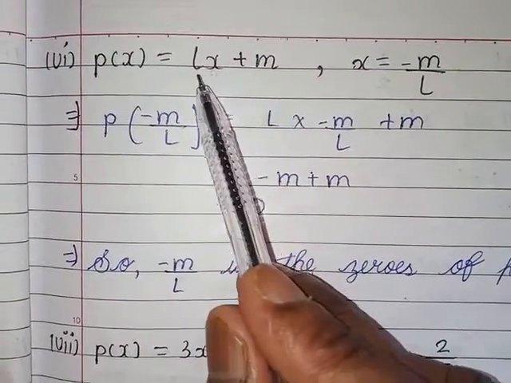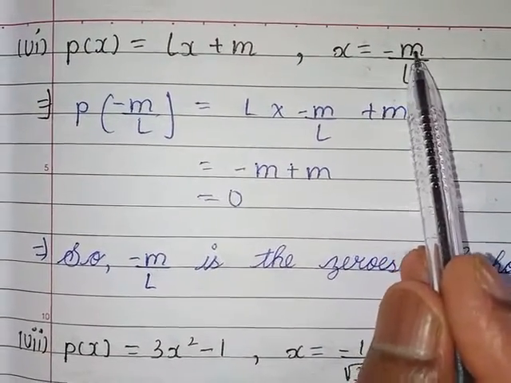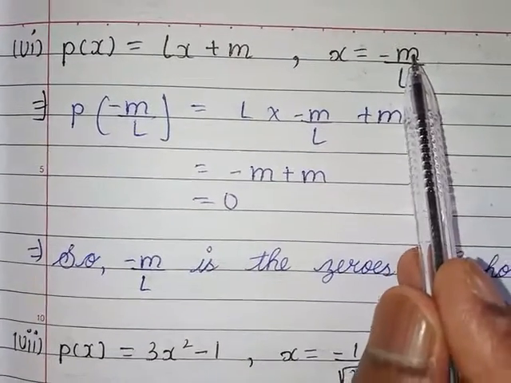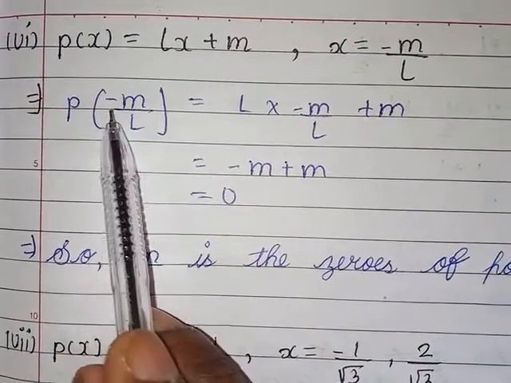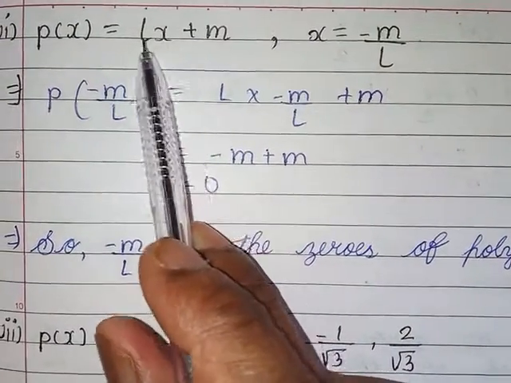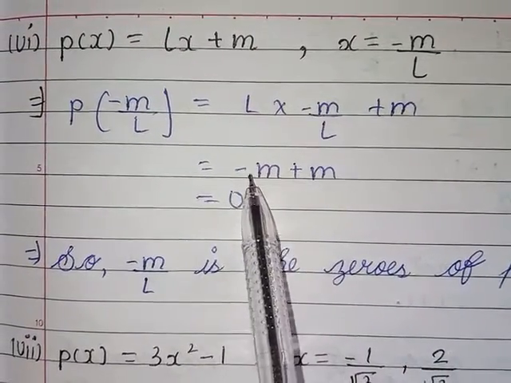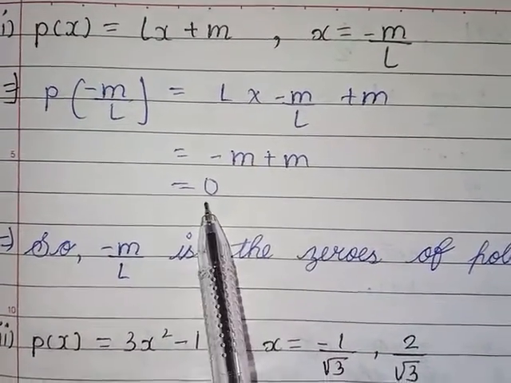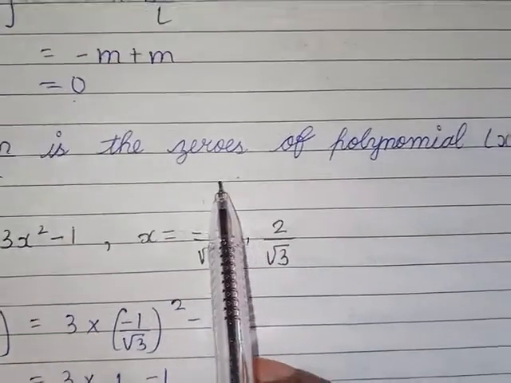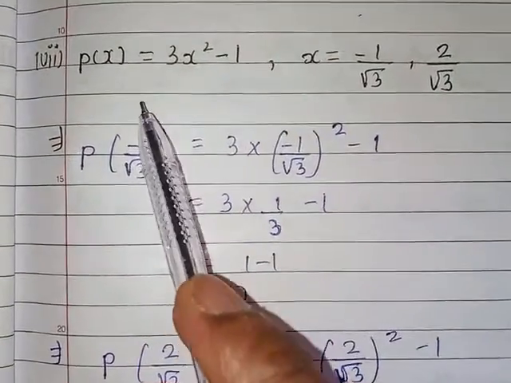Okay, p(x) is equal to Lx plus m, where x is equal to minus m upon L. If you substitute x as minus m upon L, you will get p(minus m upon L) is equal to L times minus m upon L plus m. So L and L will cancel out, and we get minus m plus m, which is 0. So minus m upon L is the zero of the given polynomial. Is it? Okay. Let's move on to the 7th question.